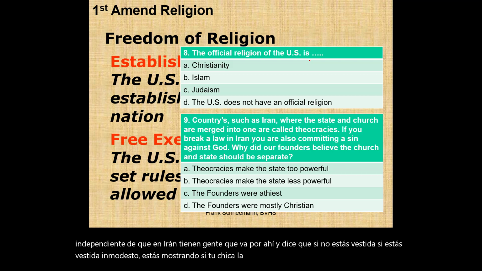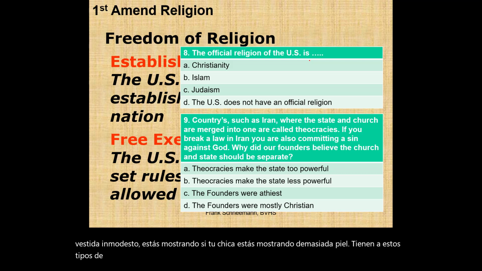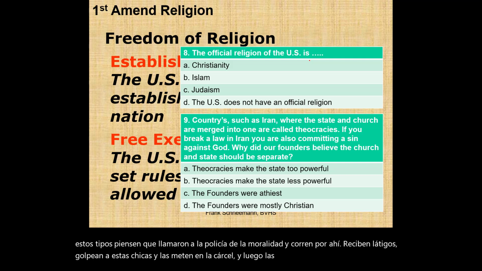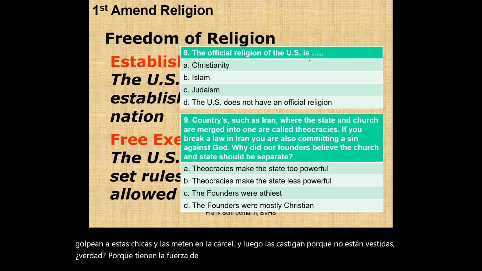They have these guys called the morality police, and they run around, they get whips, and they beat these girls and put them in jail and then punish them because they're not dressed right, because they have the force of law, because you're breaking a law, but you're also breaking God's law, so they feel justified in doing that.